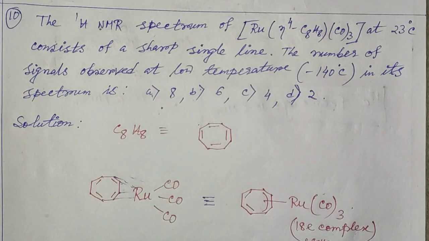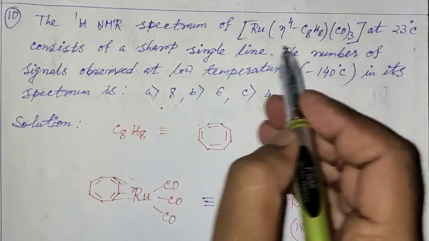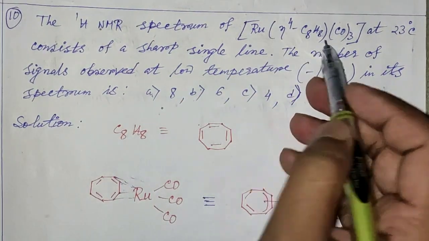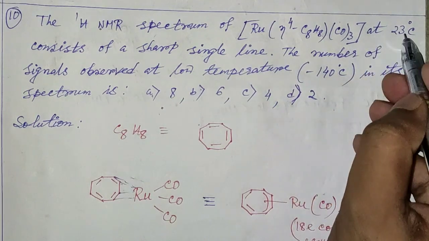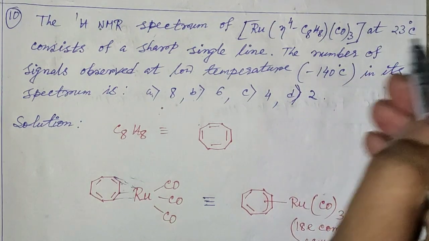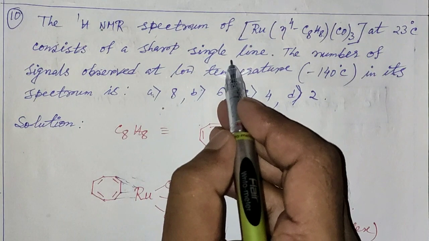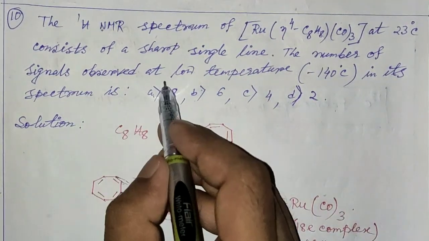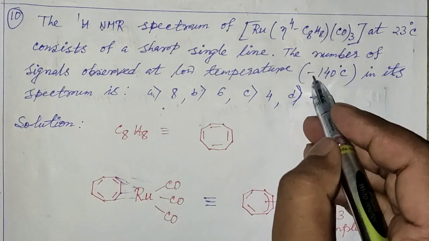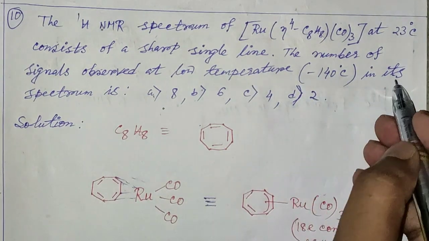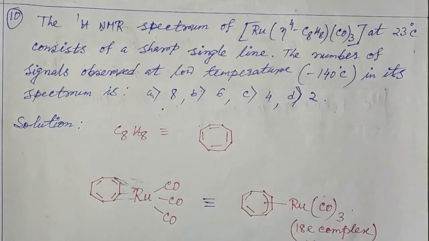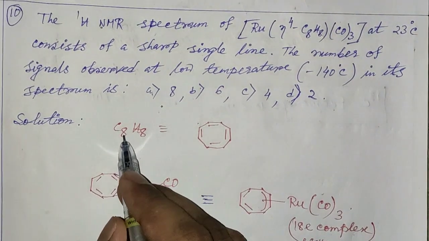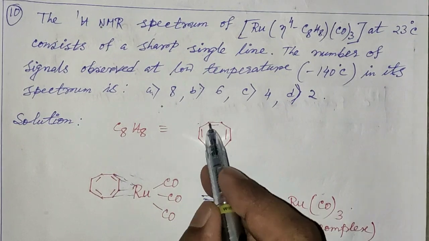The next question is: the 1H NMR spectrum of the complex ruthenium (η4-C8H8)(CO)3 at 23 degrees centigrade consists of a sharp single line. The number of signals observed at low temperature, minus 140 degrees centigrade, is equivalent to how many lines? Now the structure of C8H8 is like this.